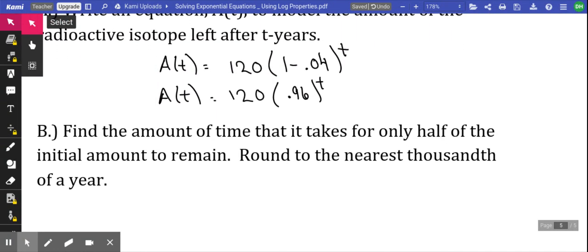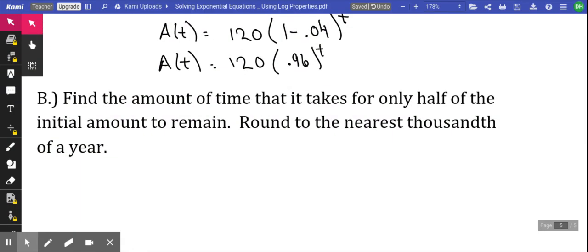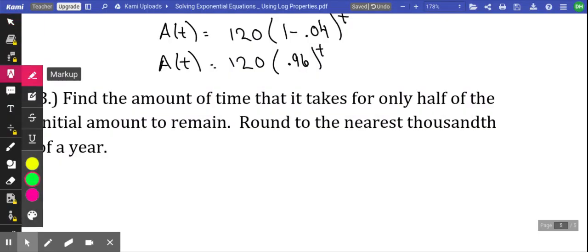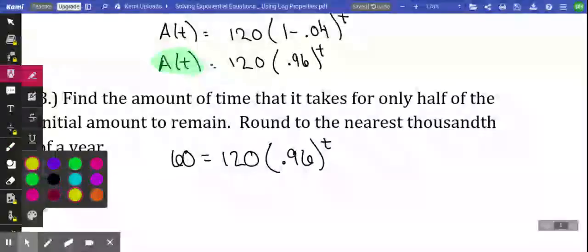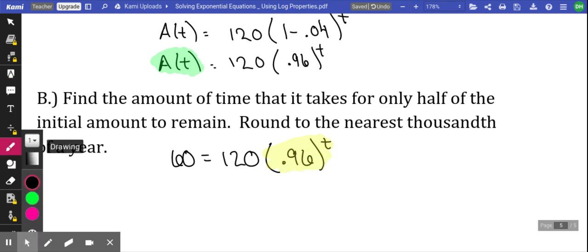That's always nice. Find the amount of time it takes for only half of the initial amount to remain. So that's like asking how many years are going to pass before we're down to 60 kilograms, okay? Because 60 is, of course, half of that 120. So let's just set this equation equal to 60. In other words, replace that A of t with a 60. All right. Now, think about your exponential expression here. Your exponential expression is this rascal, and we want to try to isolate that. So we're going to divide both sides by 120. And 60 divided by 120 is a half.